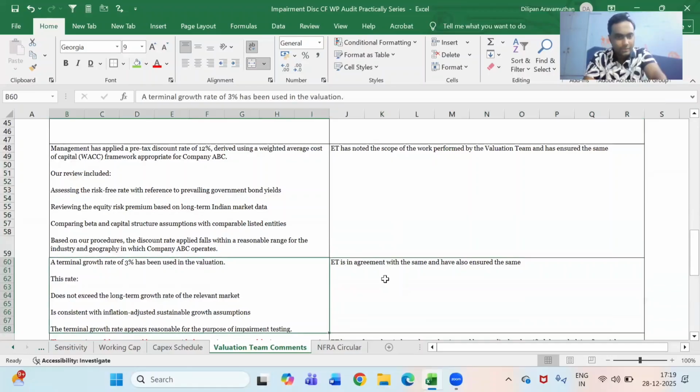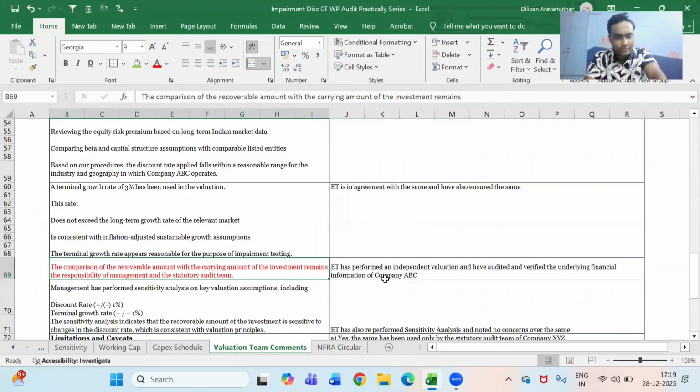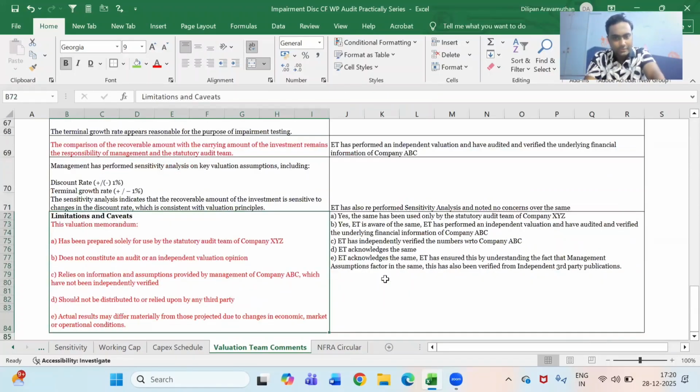Then they are saying the terminal growth rate is also reasonable, and that is what we are also saying. We are in agreement with the same because we also found it to be reasonable. Next, "the comparison of the recoverable amount with the carrying amount of the investment remains the responsibility of the management and the statutory audit team." What they are saying is, to ultimately conclude whether an impairment is required or not, you need to compare the carrying amount and the value in use. We will not do that for you. That's what they're trying to say. Then, "management has performed sensitivity analysis," and yes, we also performed that. We also verified that, so we are fine with that.